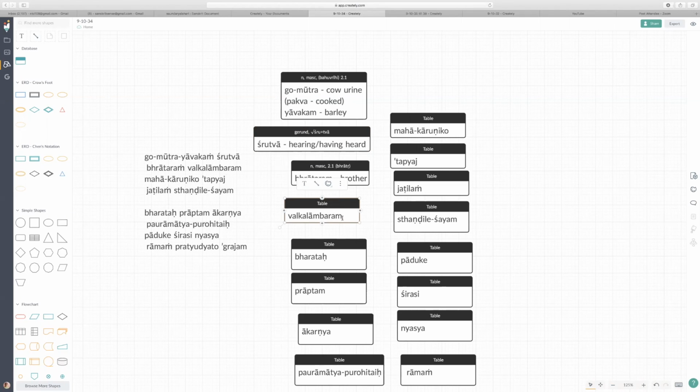So we can see which word we can immediately pick up from there. Valkala, Ambaram. Yeah, Ambaram is quite a known word. It will be masculine 2-1. Ambara is cloth, yeah? Ambara. So cloth or dress, okay? Let's say dress. And then Valkala is bark of a tree, bark of the tree, yeah.